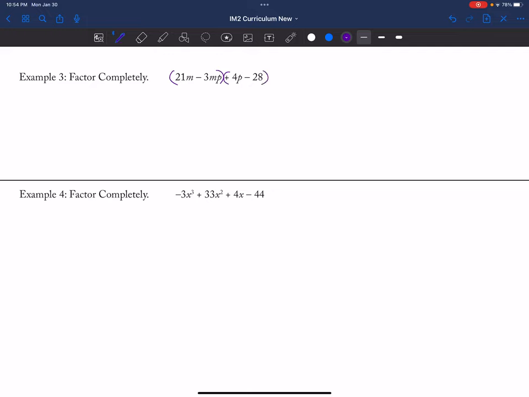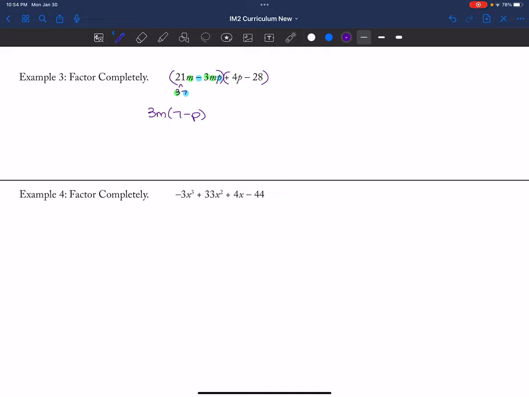What's in common? So remember, 21 is 3 times 7. So what's in common here is a 3, an m, and then what's not in common is 7, a negative sign, and p. So I have a 3m in common, 7 minus p.